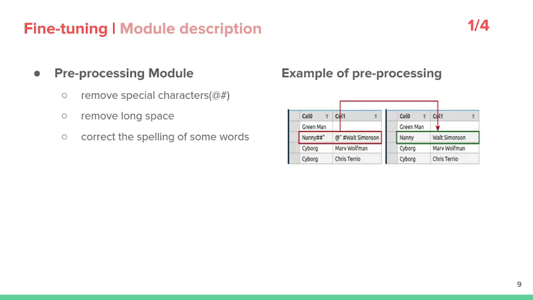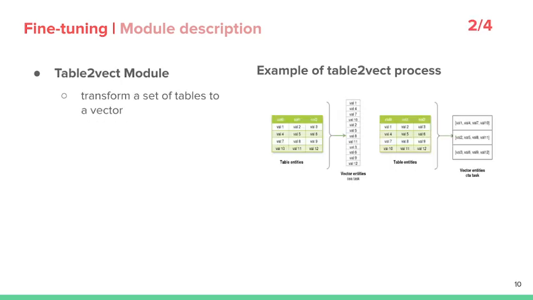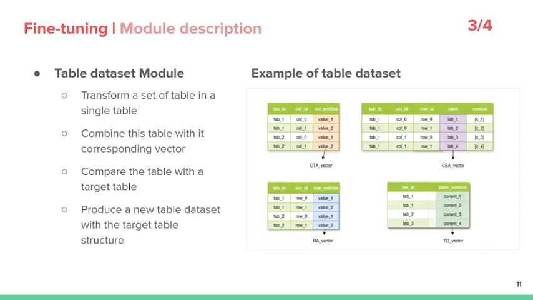The first module is pre-processing, and here we have an image that gives us an example of how pre-processing is done. The second module is table to vec, and here we have also an image that presents the table-to-vec process for the CTA and CEA tasks. The third module is table dataset, and here we have also an image that presents us the structure of the table that we obtain for the CTA, CEA, FA, and TD tasks.